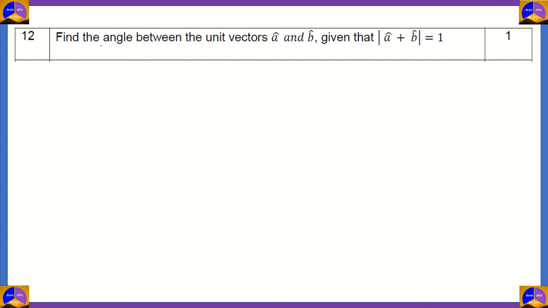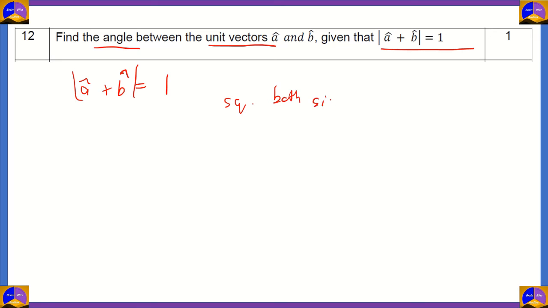Question number 12. Find the angle between the unit vectors a cap and b cap, given that the modulus of a cap plus b cap is equal to 1. So the given equation is that the modulus of a cap plus b cap is equal to 1. First, what we do is we square both sides. So when we square both of the sides, you'll get a cap the whole square plus b cap the whole square plus 2 times a cap dot b cap is equal to 1.